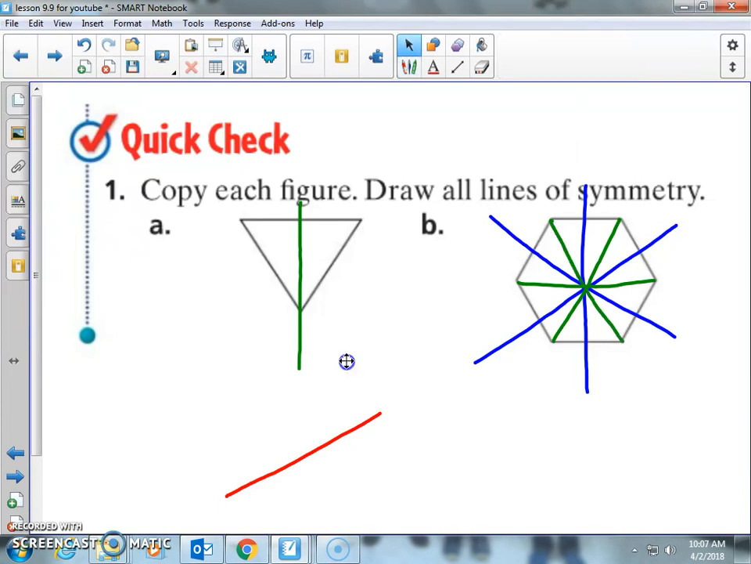So kind of a clue for you, if it's a regular shape, a regular polygon, all sides are the same and all angles are the same, the number of lines of symmetry will match the number of sides on the shape. So that's why there's 6 in that hexagon. Remember, this triangle is not regular. That means all 3 sides are not the same. So there's not 3 lines of symmetry. If it was an equilateral triangle with all 3 sides the same, there'd be 3 lines of symmetry.